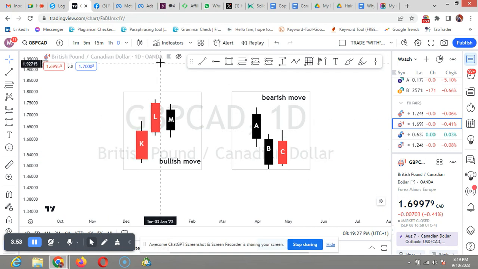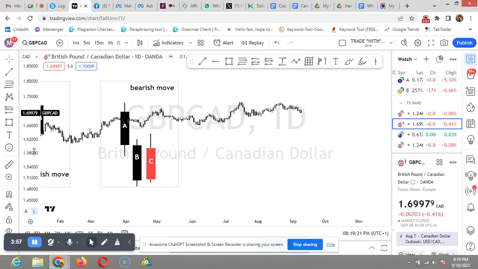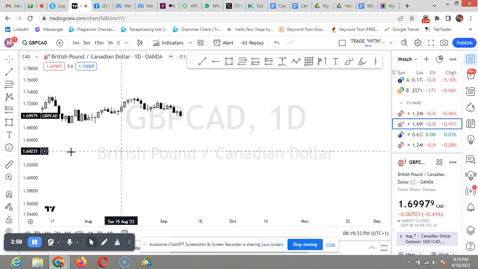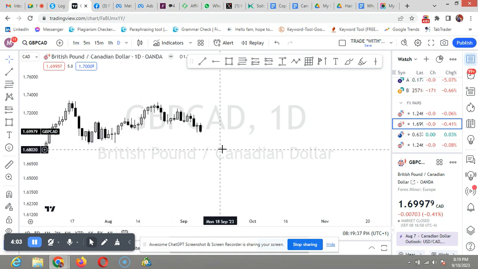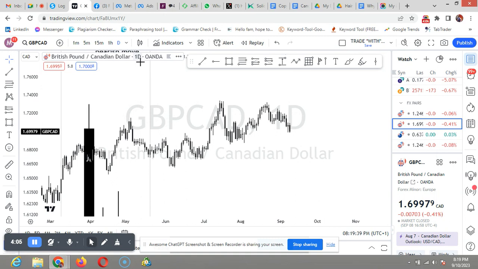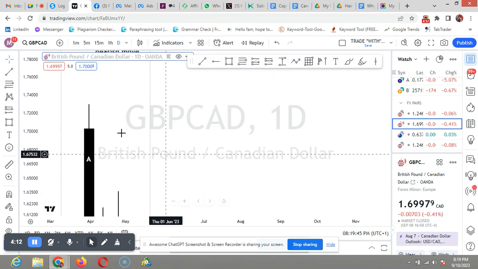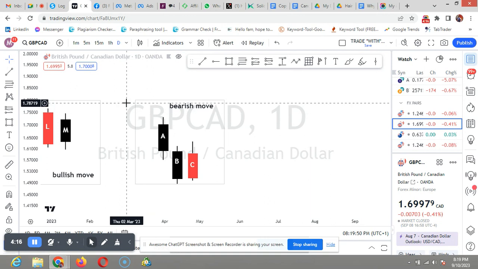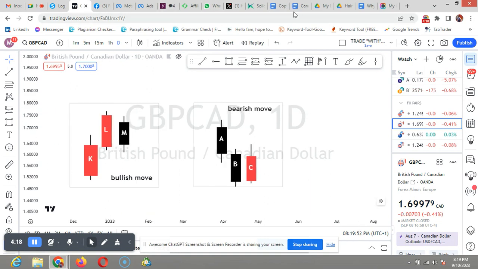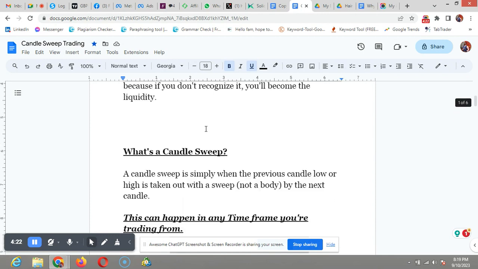If you go to the real market, you can see all of these are candles. You can see them like this, right? So this system is all about finding the sweeps in these candles. That's the goal of this trading system. It's why I call it the candle sweep trading system. All right, so let's continue.